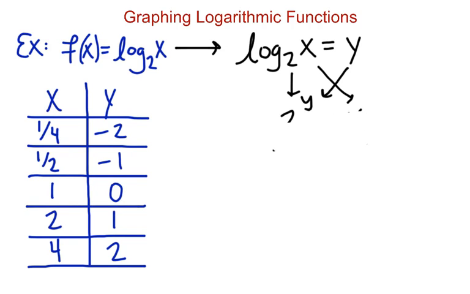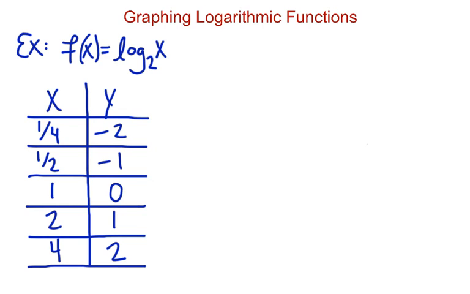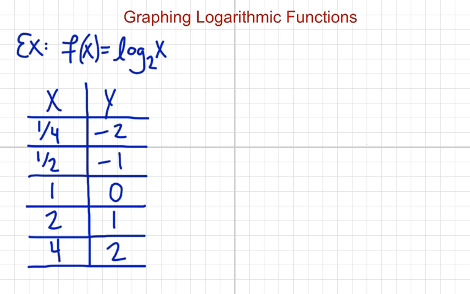So anyways, we're going to go ahead and graph this now. We have our table filled in. So again, get some graph paper. And as we start plotting these points, when x is a quarter, y is -2. So somewhere in there. When x is a half, y is -1. When x is 1, y is 0. When x is 2, y is 1. And when x is 4, y is 2.